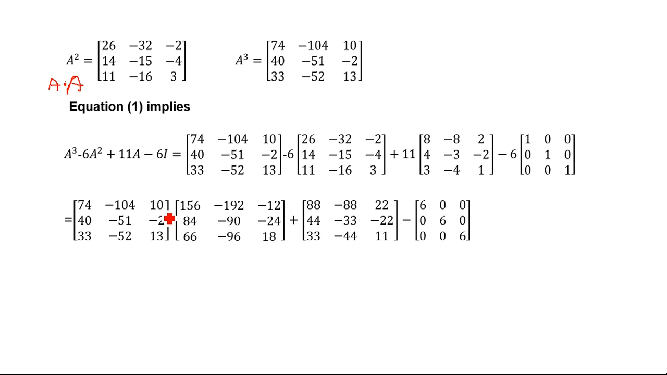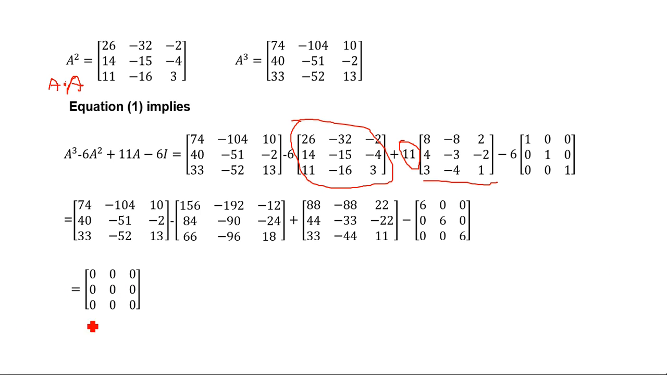So 74 minus 104, 10. You do that and then multiply this matrix with that 6. Then the matrix you get like this, and then plus for this matrix you multiply with 11, and then finally minus 6. This matrix you have to multiply with 6. So you have to show that after the step. When you are adding all this, 74 minus 156 plus 88 minus 6, that is equal to 0.